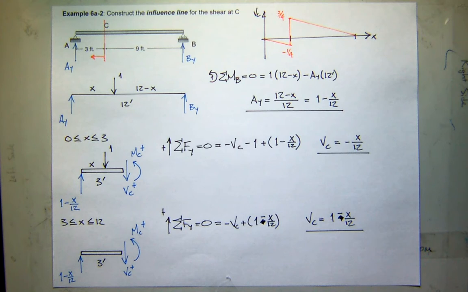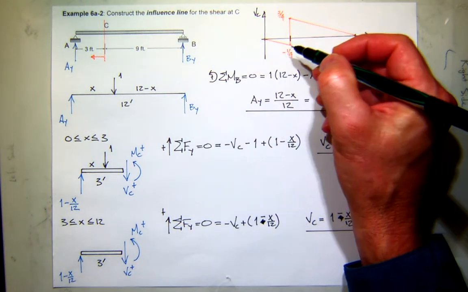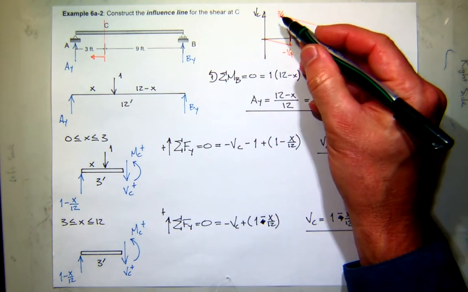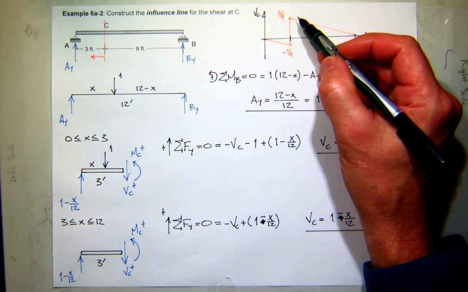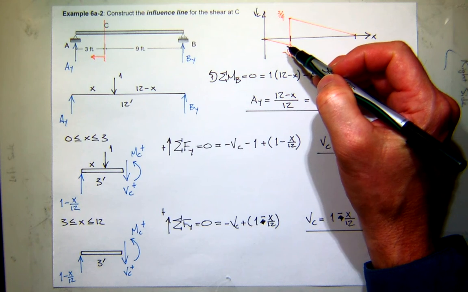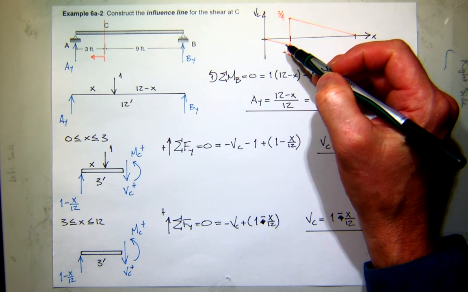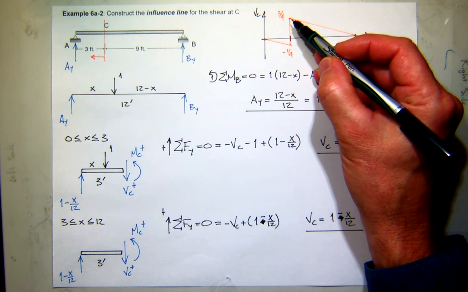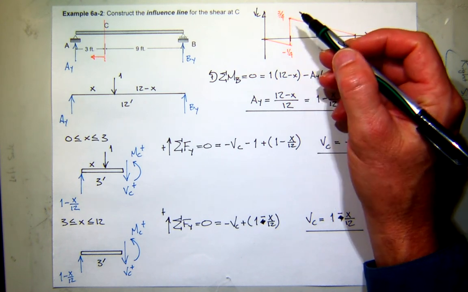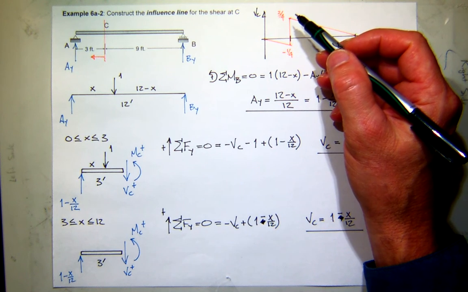So where's the maximum shear at C? Where do I go stand to create the maximum shear at C? Well, the biggest ordinate value is 3/4, and that would be just to the right of C. Because just to the left of C, I'm creating a negative shear of a quarter. Then I step just over C, and it jumps up to positive 3/4. And again, if I weigh 200 pounds, what's the shear? It'd be 3/4 of my 200 pounds, 150 pounds.